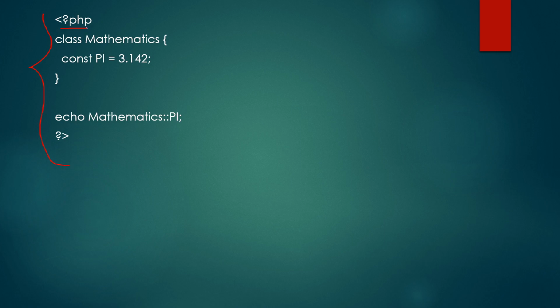We have PHP tags, and I have created a class called mathematics, and here I have a constant variable called pi which has a value 3.142. Now this is a constant variable. Even if I try to change its value anywhere in the program, I will get an error. So its value is always going to remain 3.142. Now I can simply echo out the class name, scope resolution operator, followed by the constant name. So I will get to see 3.142 on the screen. No need to create any object of this class. I can simply access it using the scope resolution operator.